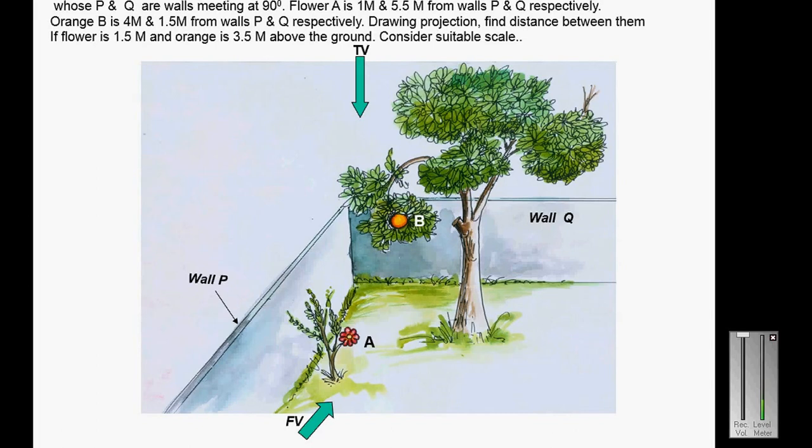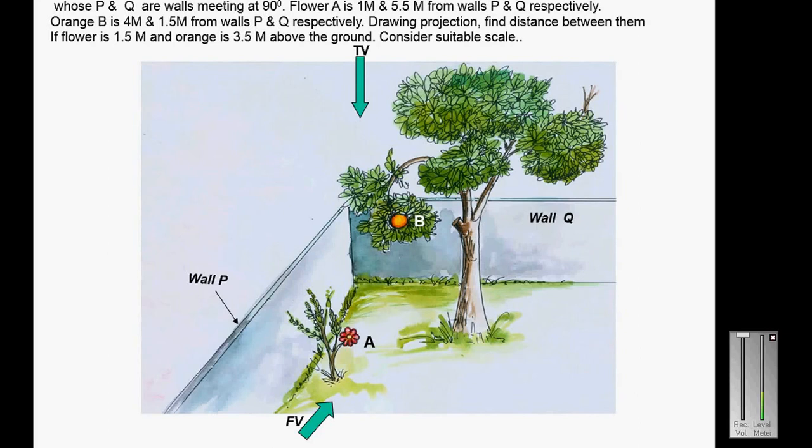You can see P and Q are walls. Wall P and wall Q are shown in the figure, meeting at 90 degrees, perpendicular to each other, and flower A is 1 meter and 5.5 meter from walls P and Q respectively. So consider the flower A as a point. So point A is 1 meter from wall P and 5.5 meter from wall Q.